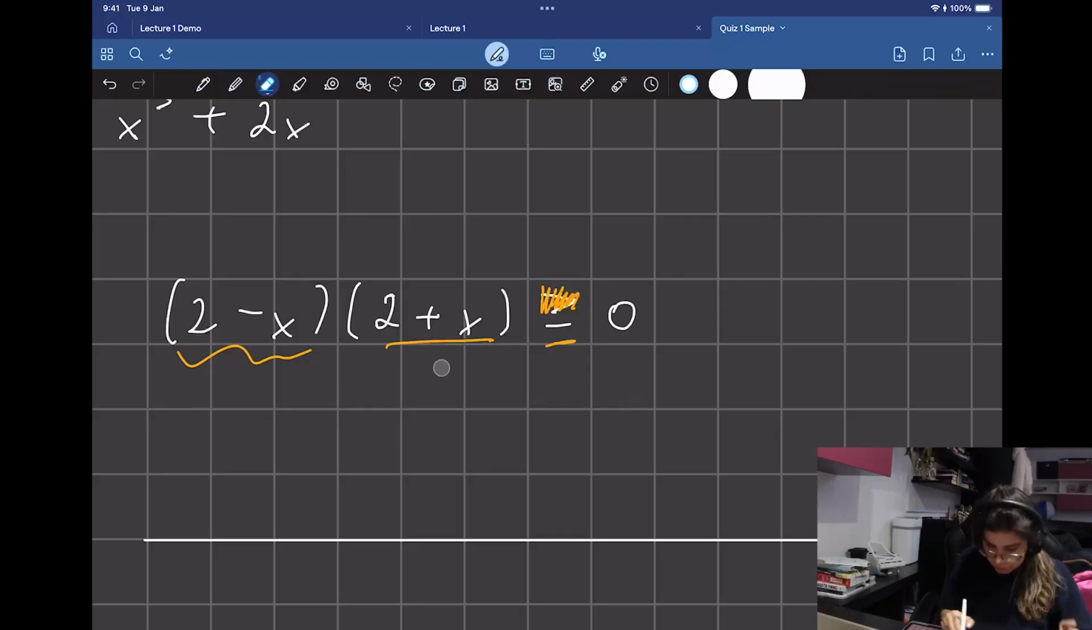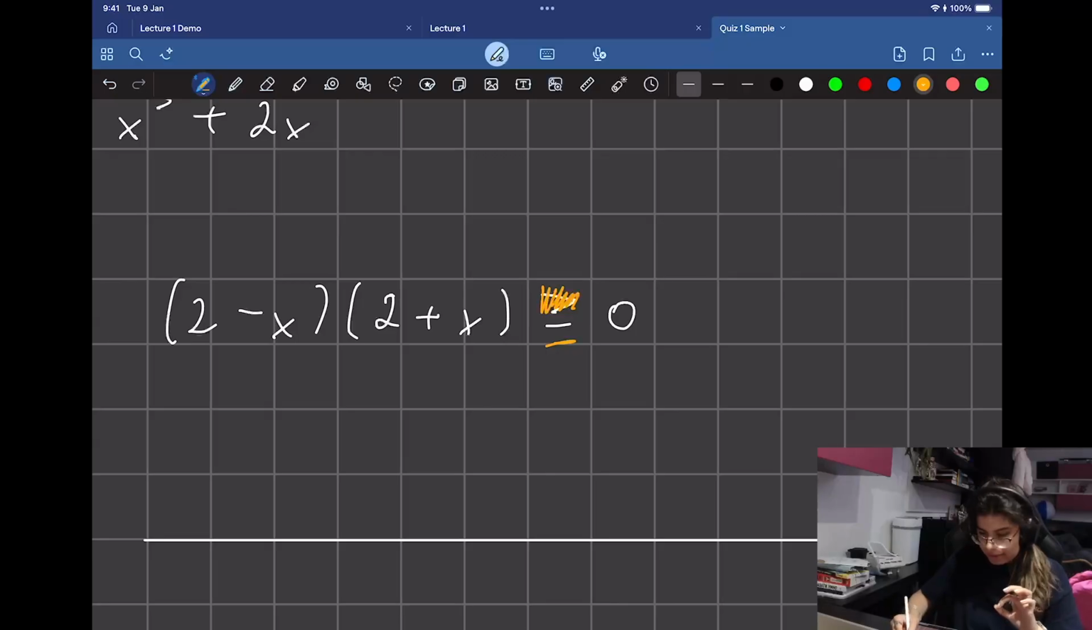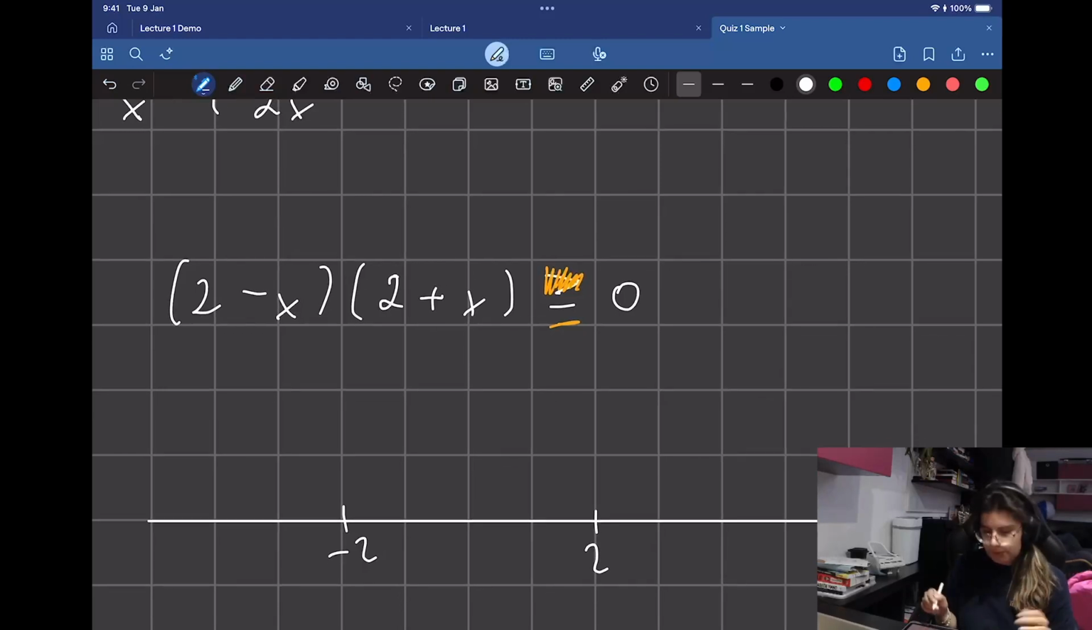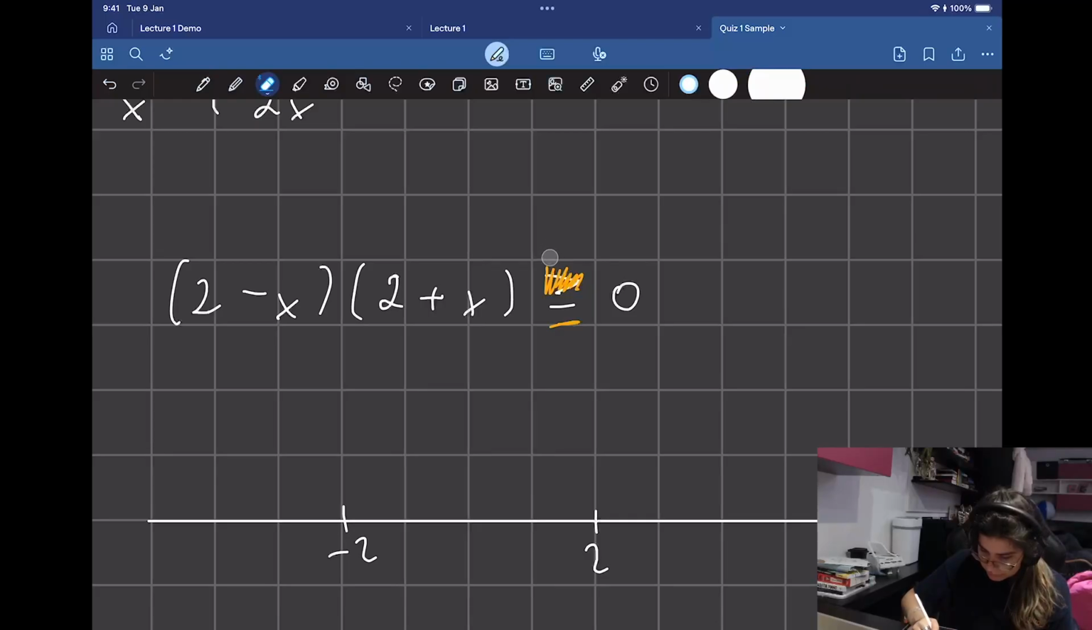So 2 and minus 2 are the roots of this equation, temporarily an equation. And I'm just going to draw them here on the line, minus 2 and 2. By the way, your line doesn't have to be particularly precise. You could put them wherever you want. And now, once I'm done with this, I will go back to the inequality.